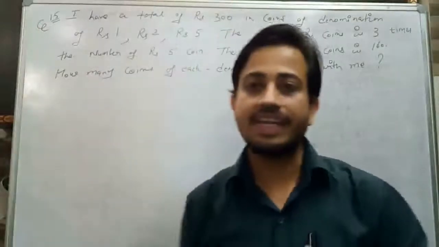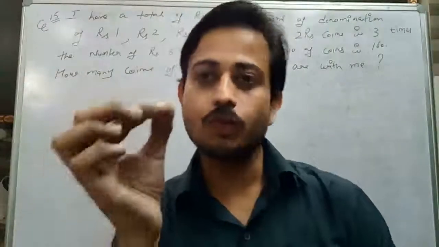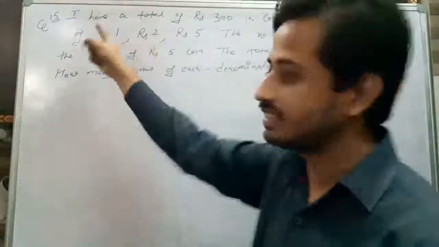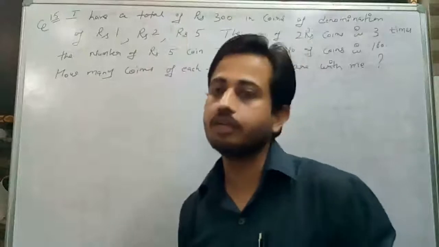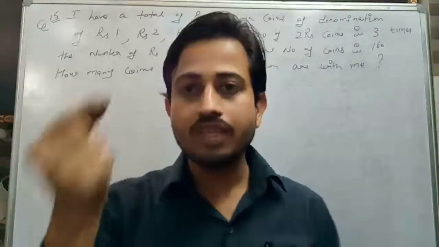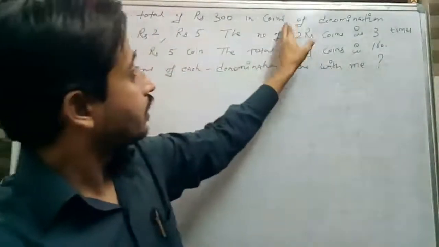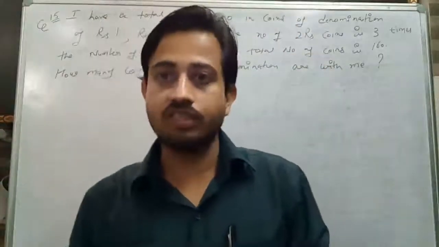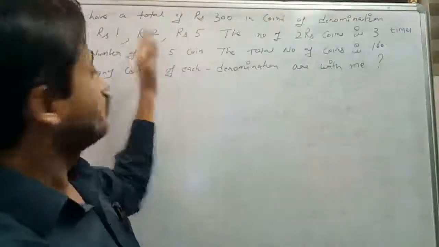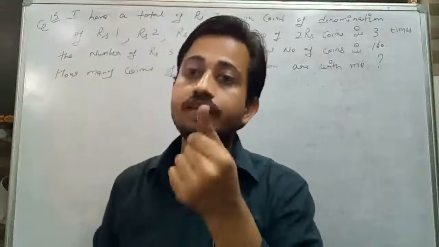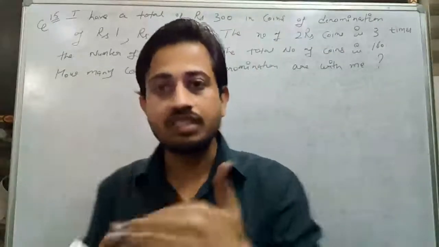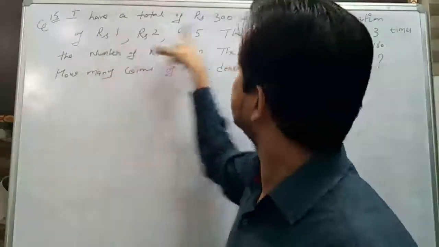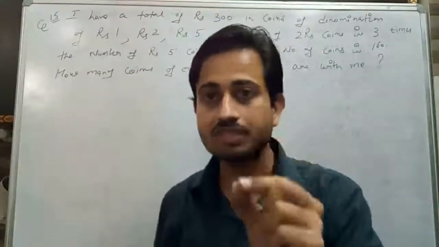So look at our next question. The question is also the same. Please make a note and read the statement very carefully. I have a total of rupees 300. In terms of coins, I have 1 rupee coins, 2 rupees coins and 5 rupees coins. If we add the total cash, it is equal to 300. This is our first statement.